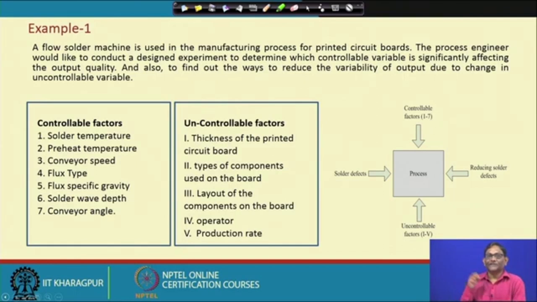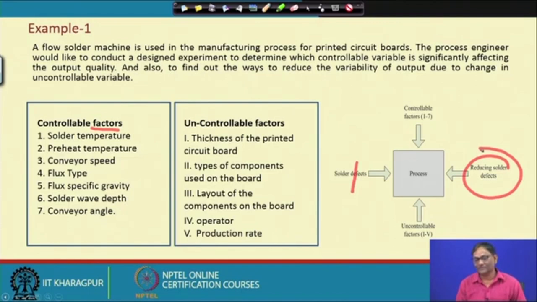So, if you want to do experiment, your first thing is that you must know the system. Here is the solder machine and how the solder machine will work under this situation when manufacturing of process printed circuit boards, and what are the inputs and what are the outputs. So, what are the controllable factors and uncontrollable factors? Here I have committed one mistake here, that defect also I have written, solder defect is not correct. So, what happened? The printed circuit board should have less soldering defects, that is the purpose. So, once you do this, then these are the factors. You want to control these factors in such a manner that the defect will be reduced or minimized.